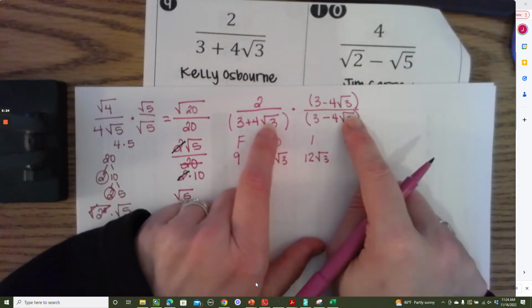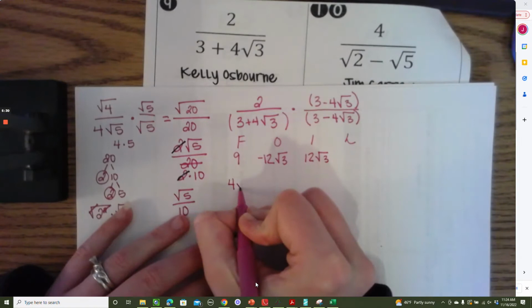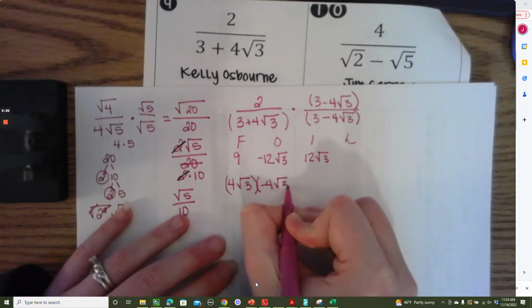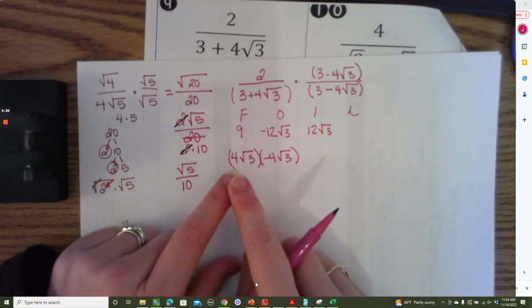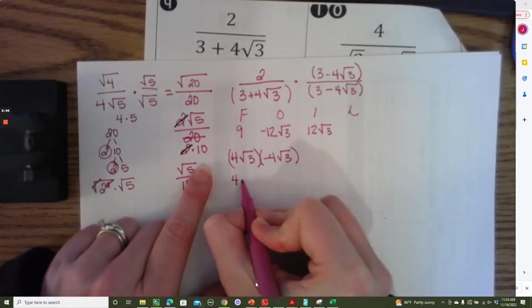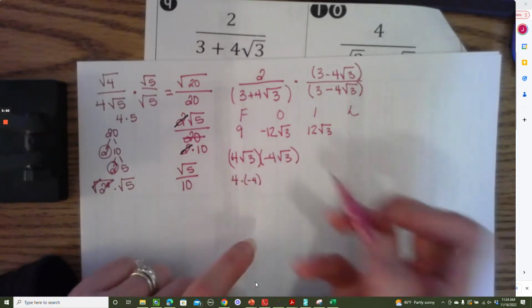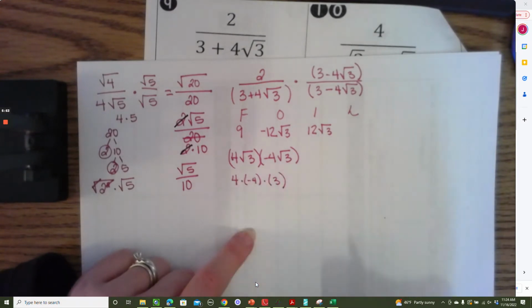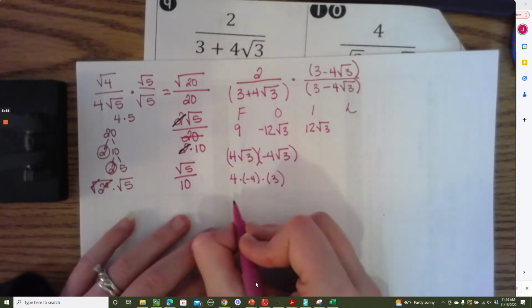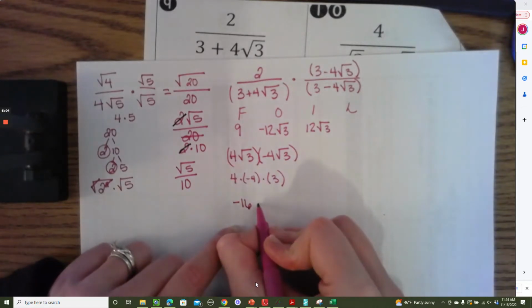Last are the last terms. So we've got 4. To show you mathematically what's going to happen here, 4 times the square root of 3 times negative 4 times the square root of 3. We're going to multiply this 4 times negative 4, and then when we multiply a square root of 3 times a square root of 3, that simplifies down to another 3. So you could do it a piece at a time: 4 times negative 4 is negative 16, and then square root of 3 times square root of 3 is a 3.